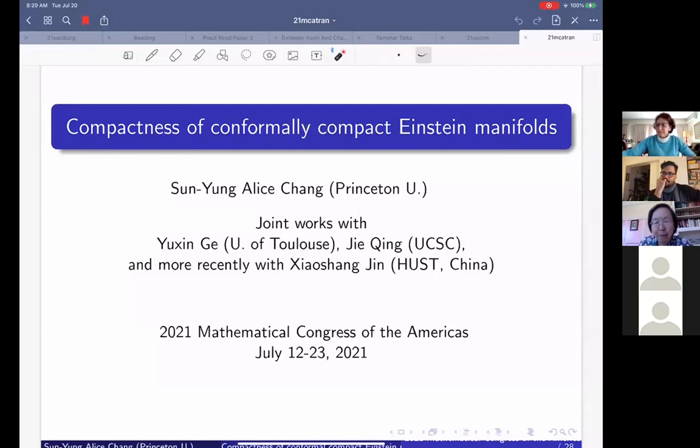So today, I will talk about the compactness of conformally compact Einstein manifolds. And I will explain the title later. This is a report of a series of joint works over the last 4 or 5 years with my co-author Yuxin Ge at the University of Toulouse, France, and Jie Qing at UCSC. And recently, there's another young postdoc joining us, that's Xiaosang Jin from China.